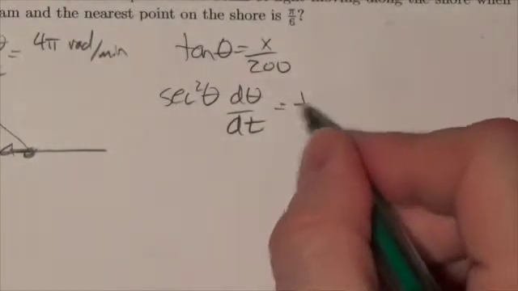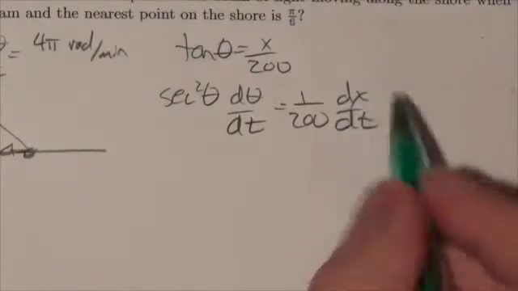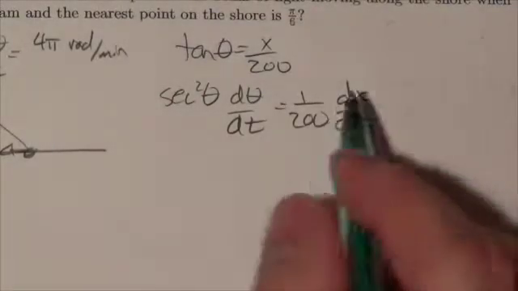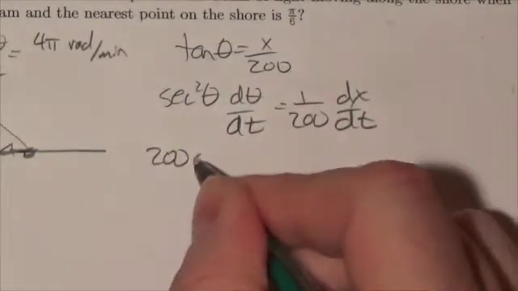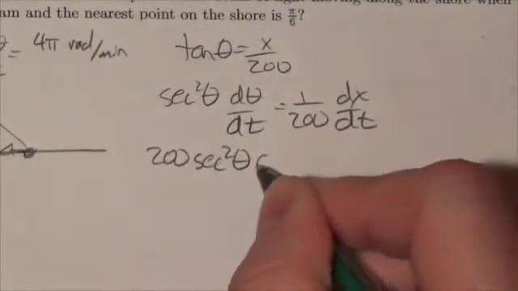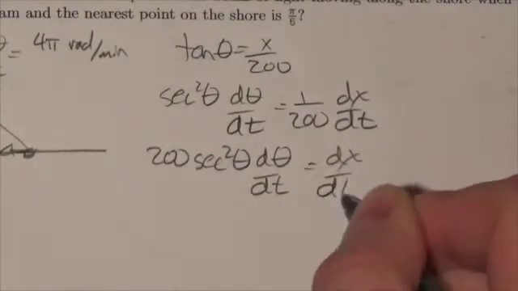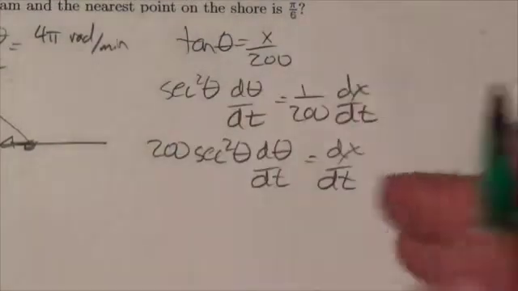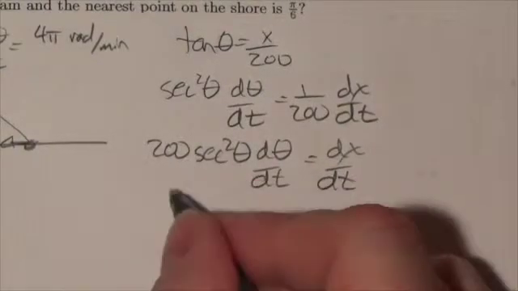So this will end up being 1 over 200 dx by dt, and that's the dx by dt that I'm looking for this time. So now I'm going to multiply across by the 200. So 200 secant squared of theta, d theta by dt is going to equal dx by dt. Okay, so now we just have to plug in what we know. Well, we know this is going to be 200.